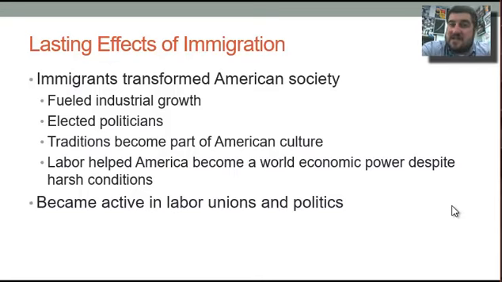A lot of famous immigrants go on to make inventions. Samuel Gompers was the leader of a labor union. He was an immigrant. Alexander Graham Bell, Andrew Carnegie, Joseph Pulitzer was also an immigrant, the newspaper owner. So a lot of these people go on to change what it means to be American, and immigration does affect America in a large way.